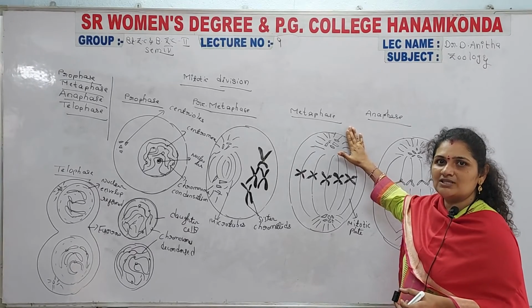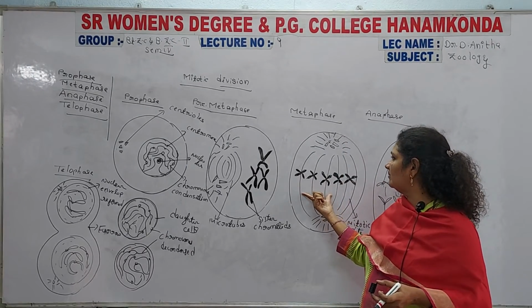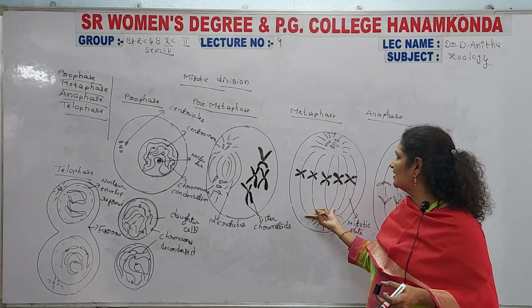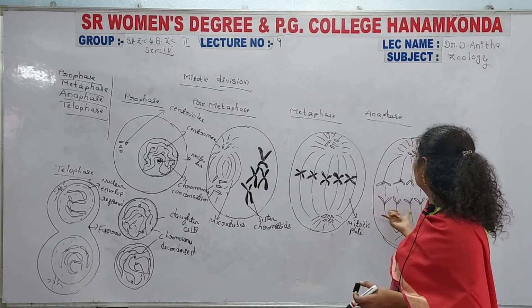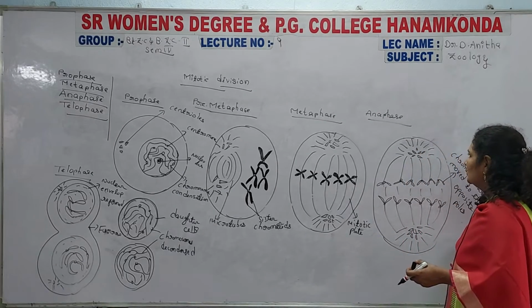Meta means it is a middle stage. That's why the chromosomes reach the middle part of the microtubules, the mitotic plate. These changes occur inside the metaphase. And now anaphase, see this. See the variation between the metaphase and the anaphase.